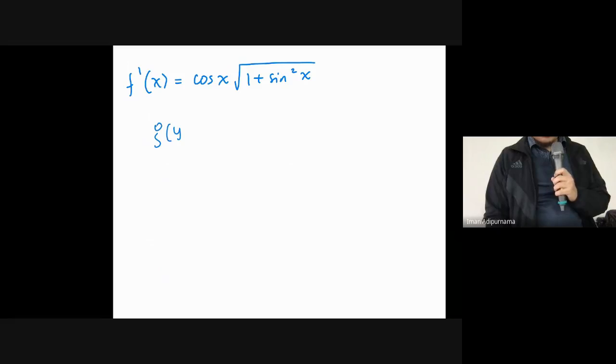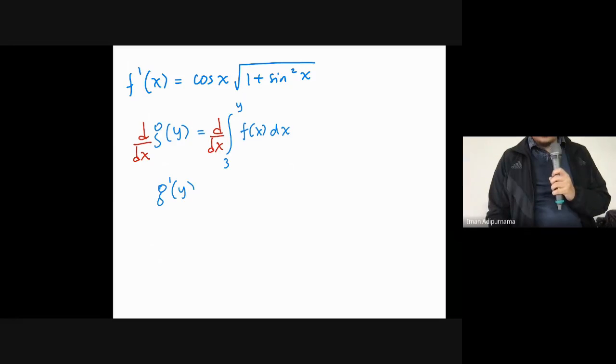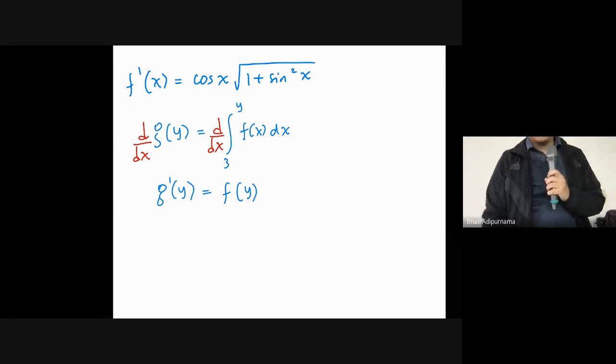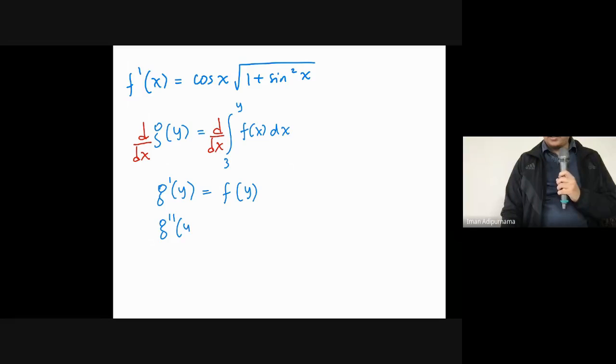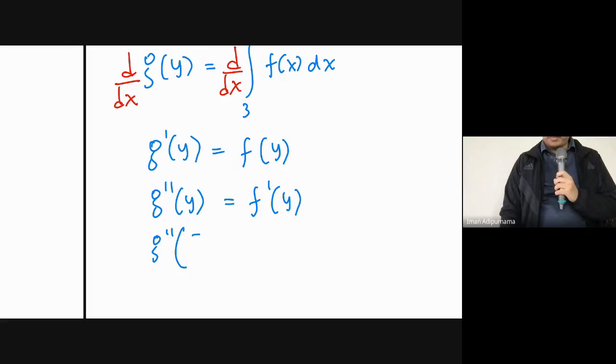So g of y is the integral from 3 to y of f of x dx, and we try to find the first derivative. This becomes g prime of y, which becomes f of y, right? So g double prime of y is f prime of y, right? And g double prime at pi over 6 is also the same as f prime at pi over 6. Okay.